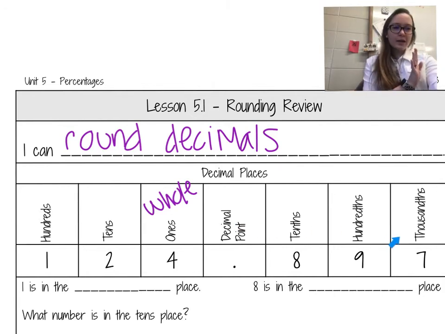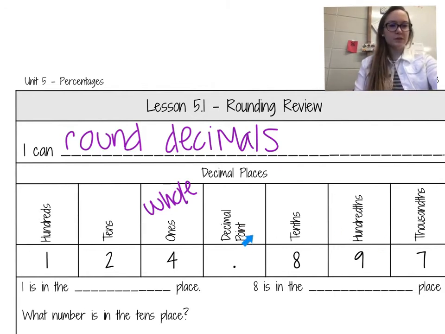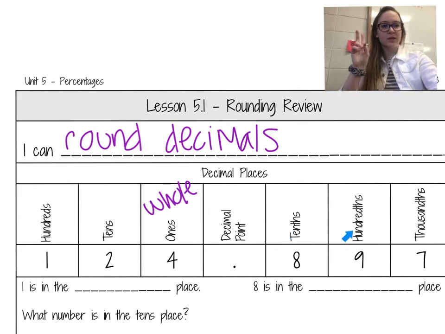So to the right, after the decimal point, so here's the decimal point, the tenths is the first one, hundredths is the second one, thousandths is the third one. Okay, so we skip ones because we don't say once, right? We start with tenths, okay?